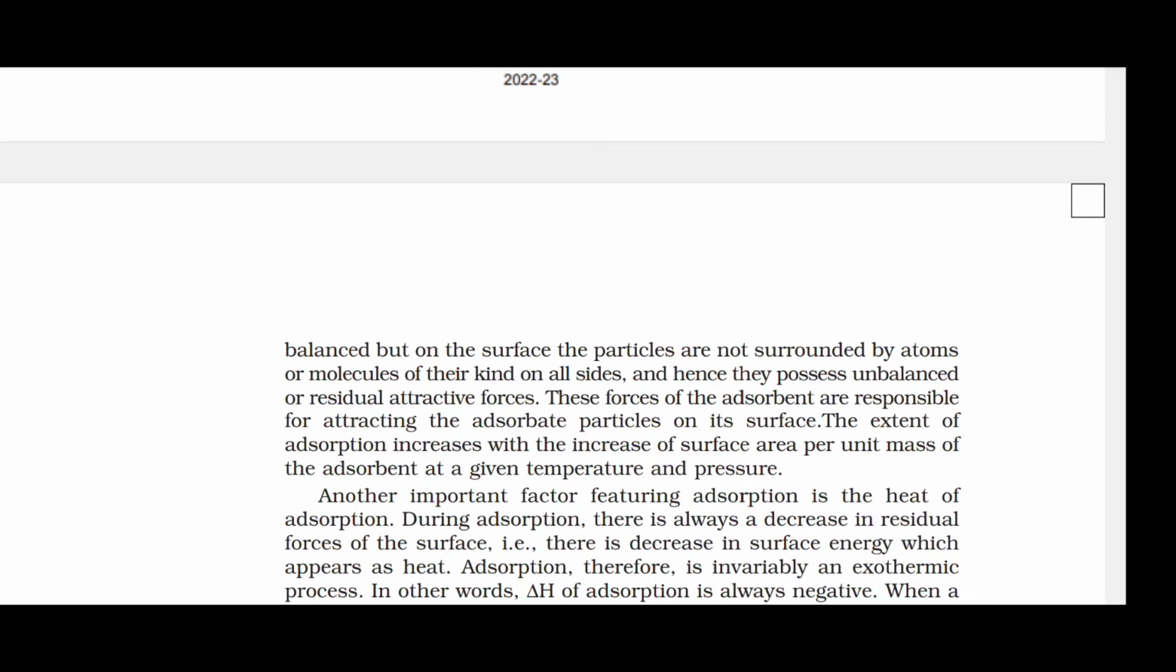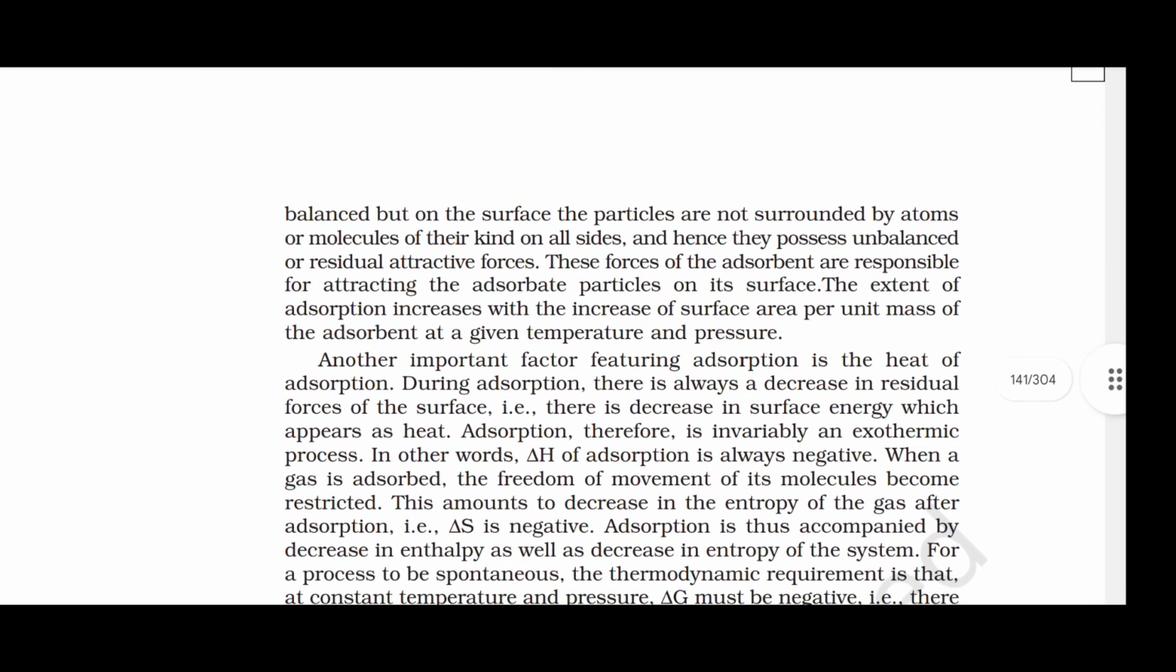The extent of adsorption increases with the increase of surface area per unit mass of the adsorbent at a given temperature and pressure. Another important factor featuring adsorption is the heat of adsorption. During adsorption, there is always a decrease in residual forces of the surface. That is, there is a decrease in surface energy, which appears as heat. Adsorption, therefore, is invariably an exothermic process. In other words, delta H of adsorption is always negative.